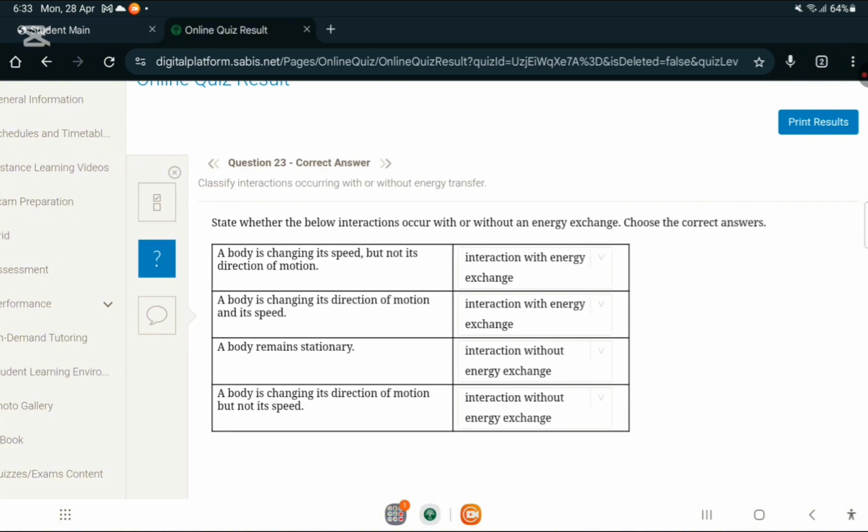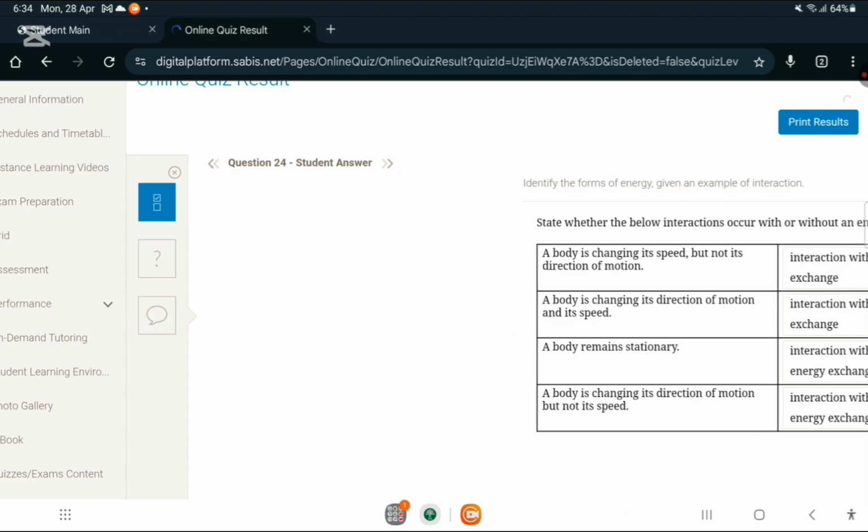A body is changing its speed but not its direction of motion, so it's an interaction with energy exchange because it's changing its speed. A body is changing its direction of motion and its speed, of course it's energy. A body remains stationary, without energy exchange. The body is changing its direction but not its speed. There is no exchange in energy, since the speed is constant, we don't care about direction. As long as the speed is constant, no forces are acting on it, which means no energy exchange. Alright, on to the next.